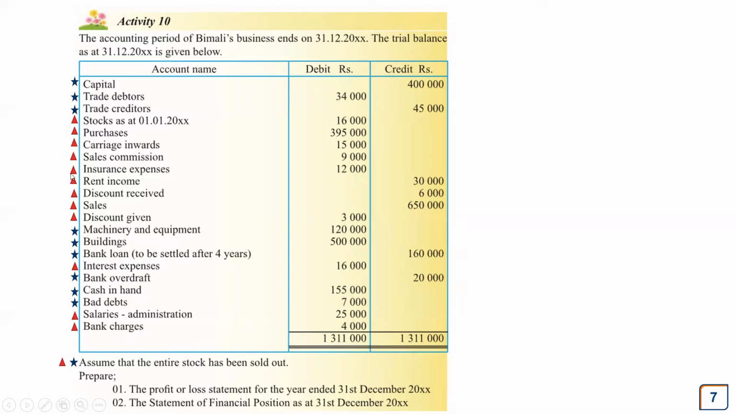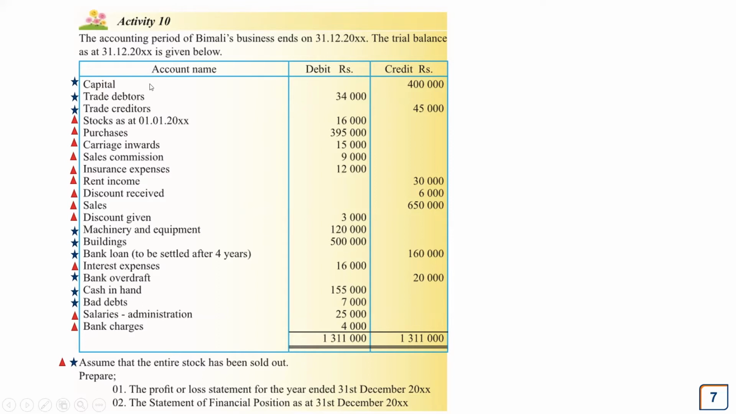And those red triangles are the ones that go to the trading and profit and loss account. So when you do so, if you have two particular symbols, one for income statement items and one for the statement of financial position, you can easily take the transactions. So see here, assuming that the entire stock has been sold out, false for both, right? There are such transactions, so you have to be careful.